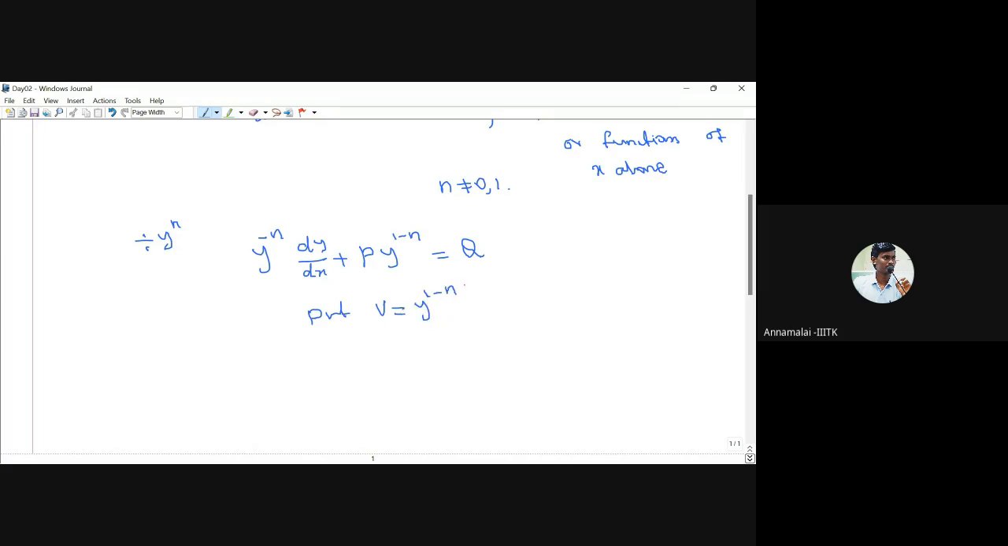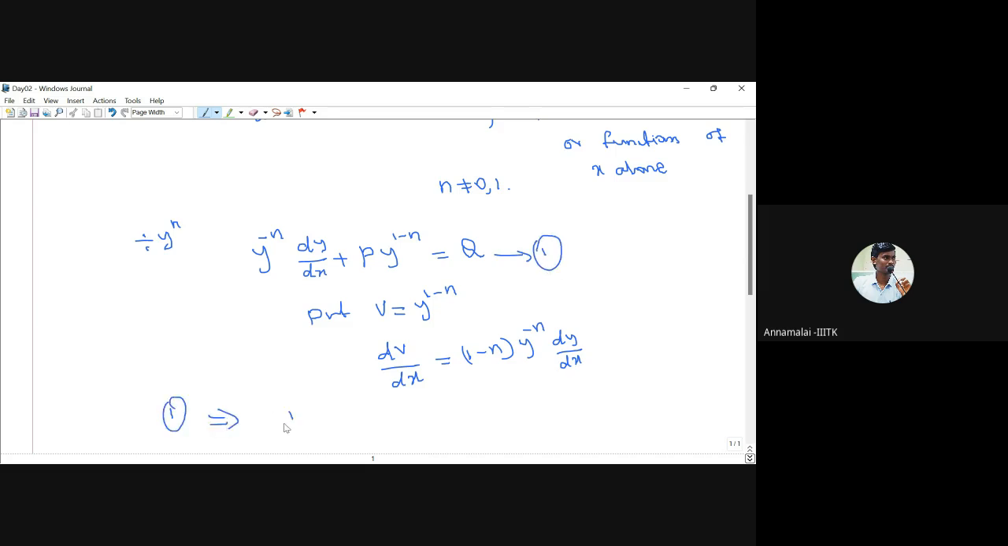Now this equation is in terms of y and x. We have to convert it into terms of v and x. Therefore we have to differentiate this equation both sides with respect to x. Therefore dv by dx equal to, if we differentiate this, we get 1 minus n into y power, sorry, we have to subtract 1, therefore we get minus n, and if we differentiate y, we get dy by dx. Now let us call this equation number 1.